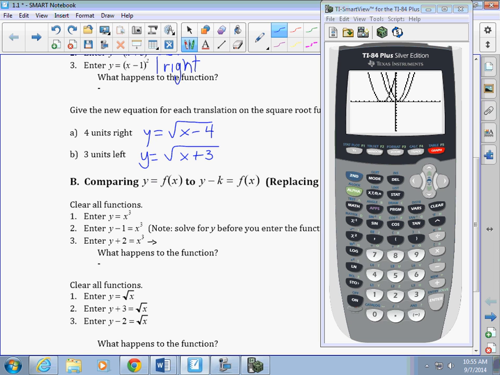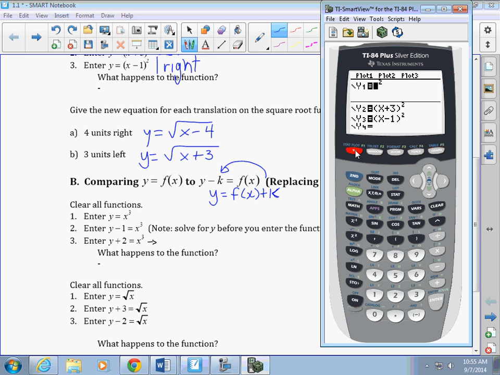So if we want to compare what happens to the equation y is equal to f(x) to y minus k is equal to f(x), basically what we're doing is replacing the y with a y minus k. And this is the same as saying y is equal to f(x) plus k. But they've put this on this side just to show you that that k value affects the y coordinate. So if I look at y is equal to x cubed, I'm just going to clear all of these quick.